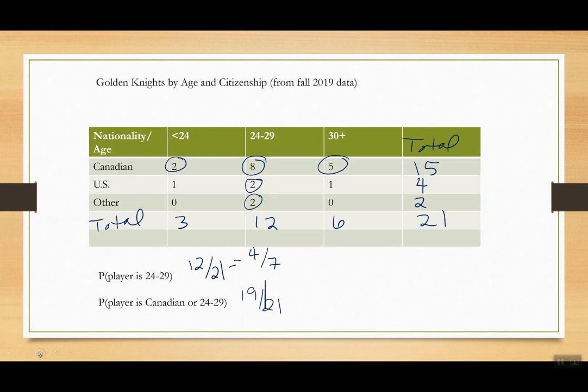It's important there that you don't double count something, right? Don't go across and down and add the 15 and 12 and get 27 because we don't have 27 players. So you want to make sure that you're not double counting anybody when you get to a chart.